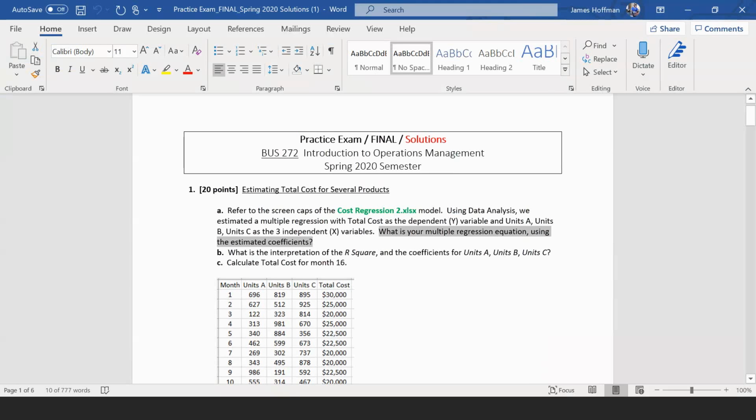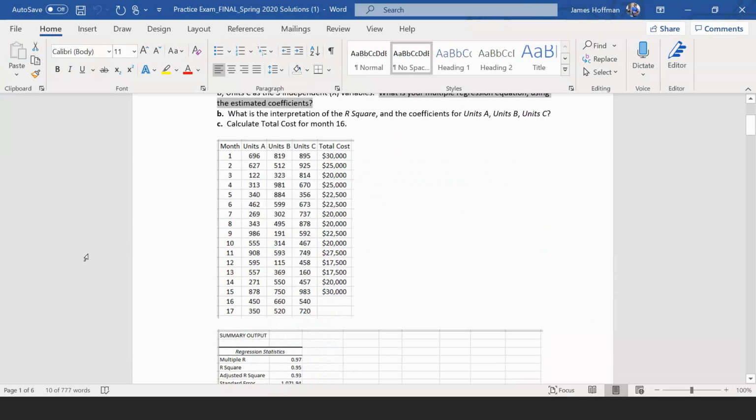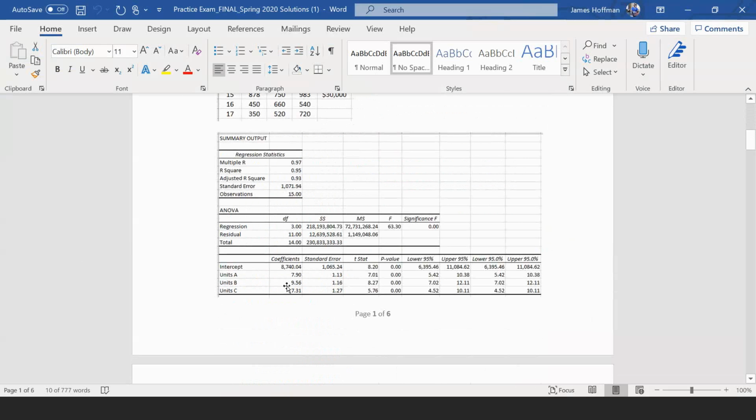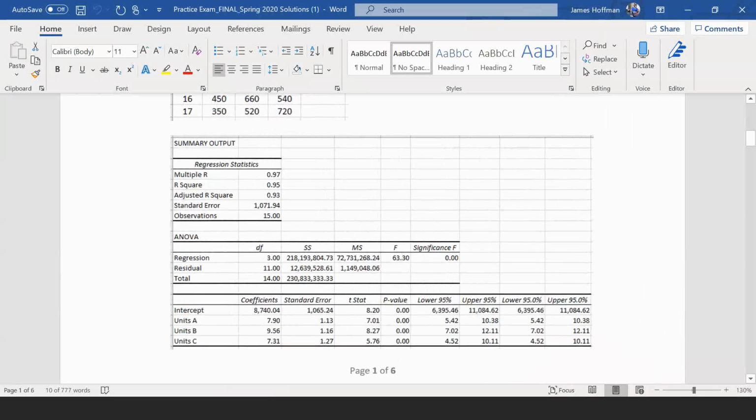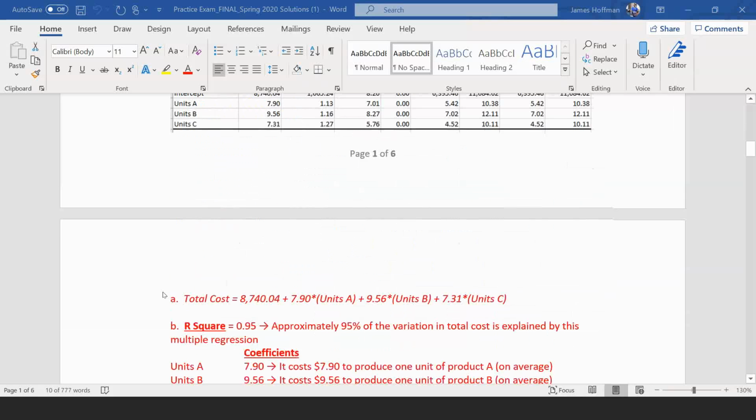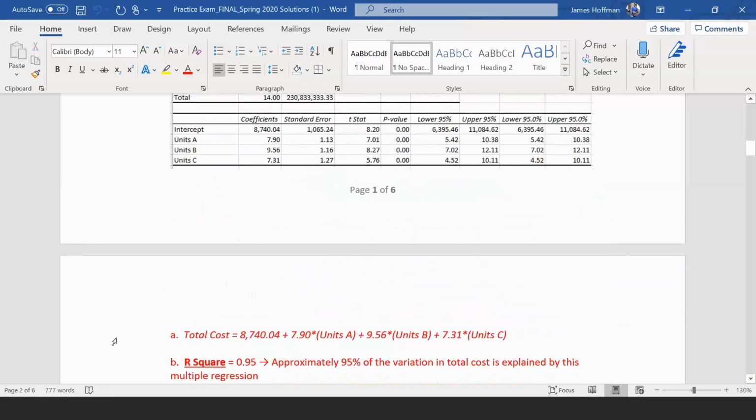All right, so what's your multiple regression equation using the estimated coefficients? And all you got to do is use the general equation and plug in the coefficients, right, which are right there. Okay, so the general equation is total cost is a function of those three things and the intercept. So total cost equals the intercept, which is this coefficient there.